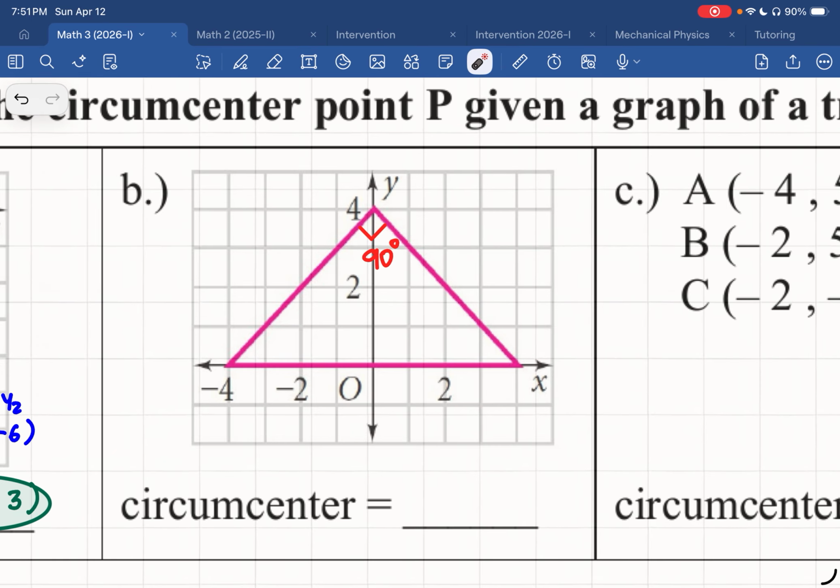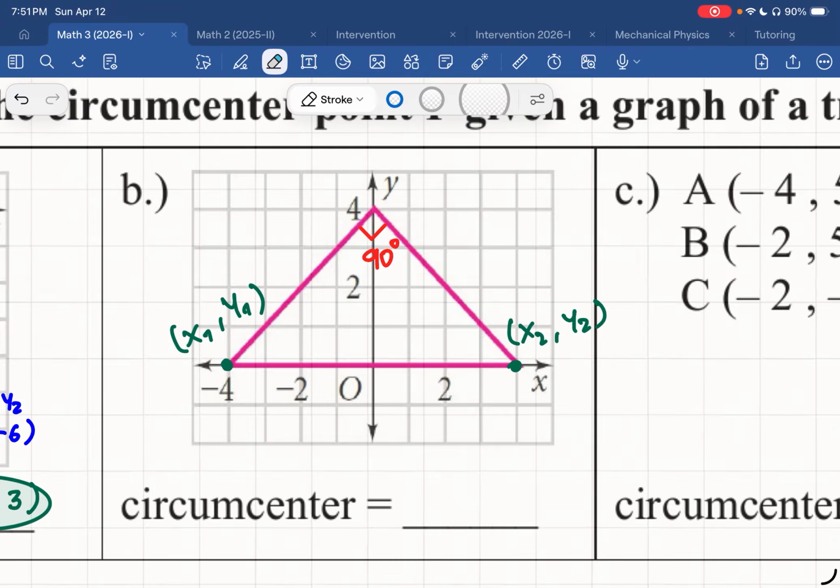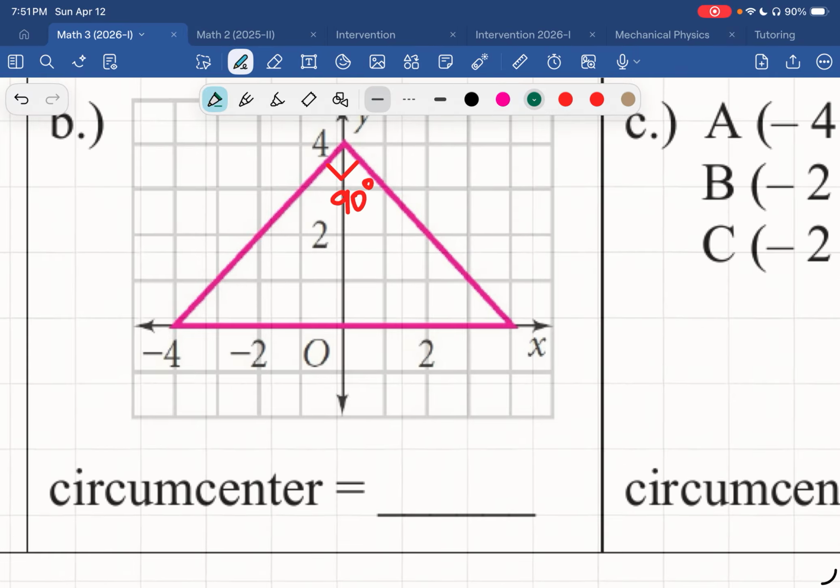What is the midpoint of this hypotenuse over here? Of course, you can use the formula. You can say, okay, this is the point, this is the other point, this is x1, this is y1, and this is x2 and y2, and then you apply the formula. Okay, that's perfect. But is that the easiest way to do it? Probably not.